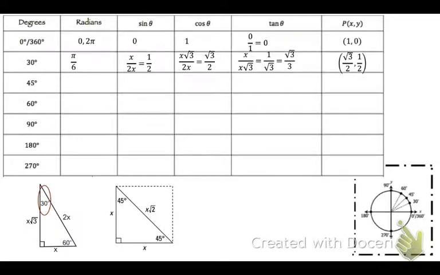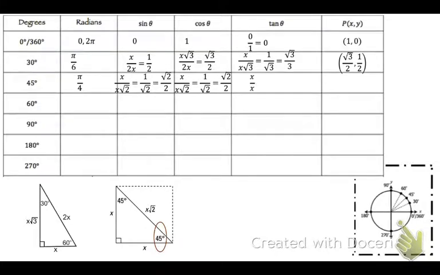Okay, so 45 degrees. Let's convert it to radians. So 45 times pi over 180 reduces to pi fourths. Now the sine of that is x over x square root of 2, because it's opposite over hypotenuse, which is 1 over the square root of 2, which is the square root of 2 over 2 after you rationalize that denominator. Cosine is adjacent over hypotenuse, so that's x over x square root of 2, which is 1 over the square root of 2, which is the same as sine, so that's the square root of 2 over 2.